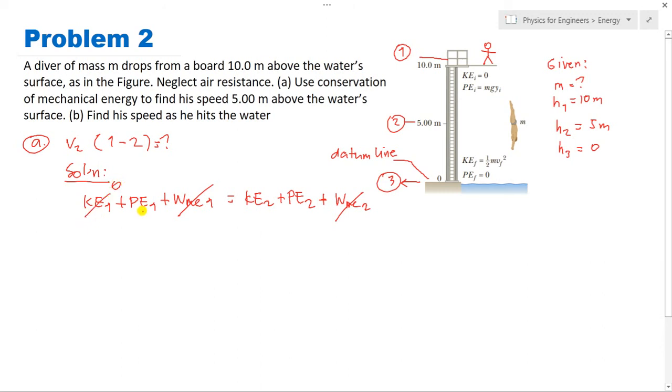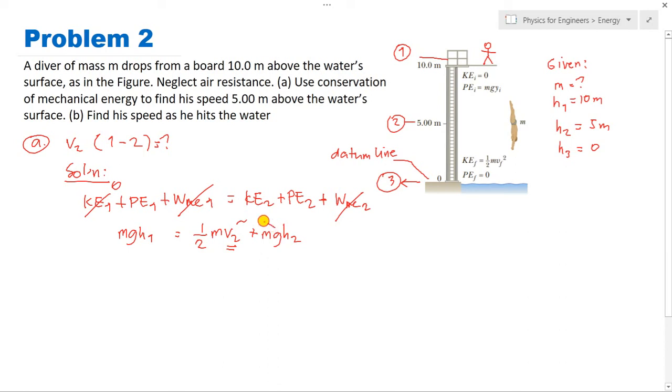And then how about potential energy? We have the value because we have mass, gravity, and h1, is equal to, how about kinetic energy at point 2? Since he is in the middle of the dive, that would be 1/2 m v2 squared, plus potential energy at point 2, since there is still elevation with respect to that datum line, that will be mgh2.